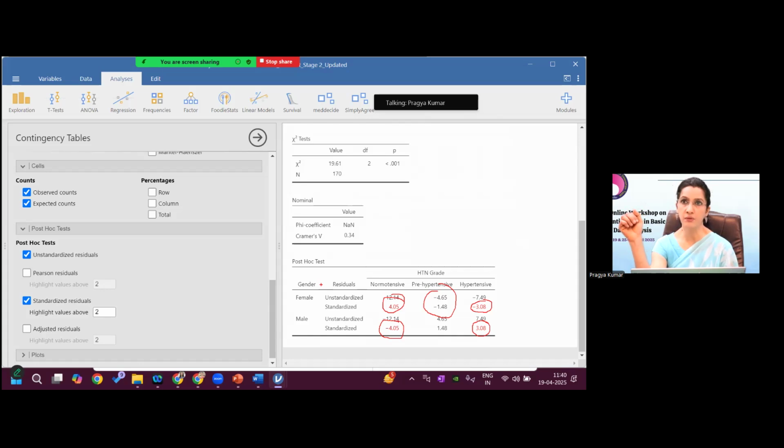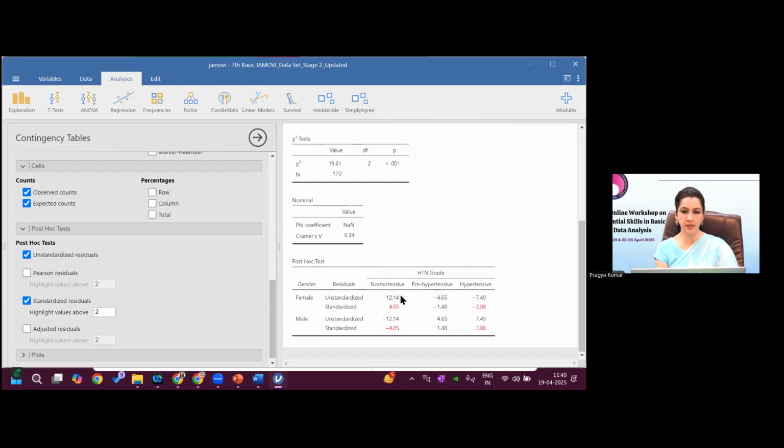Yes, Dr. Lokesh, you are right. It will help you in understanding which association. It is basically the association between normotensive and gender and hypertensive and gender, meaning the distribution in these 2 categories is significantly different. The difference was not much in the pre-hypertensive.